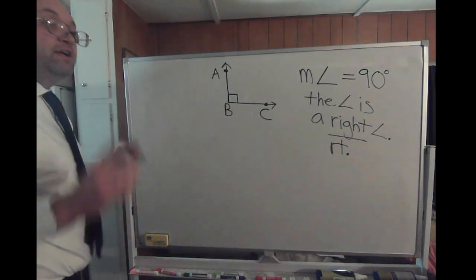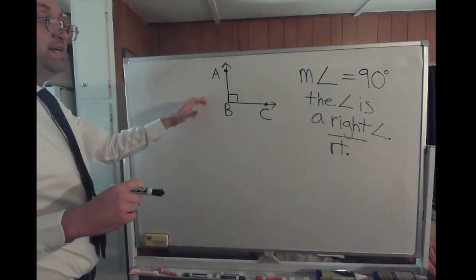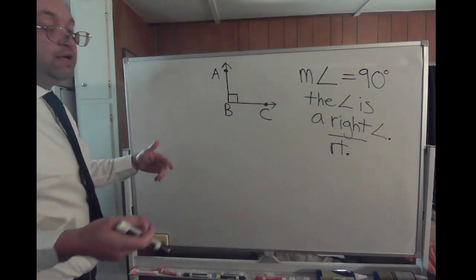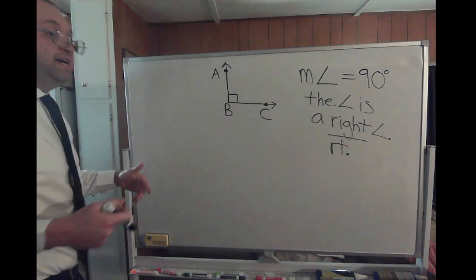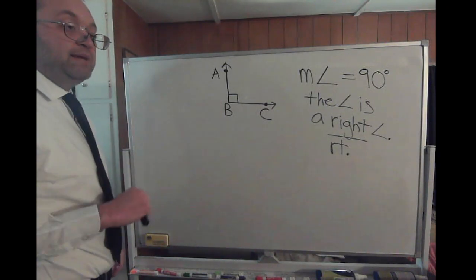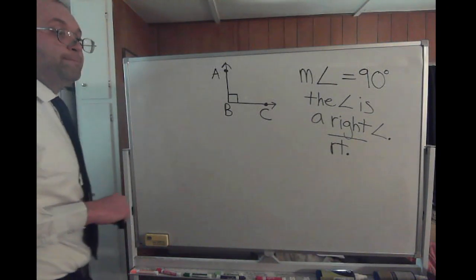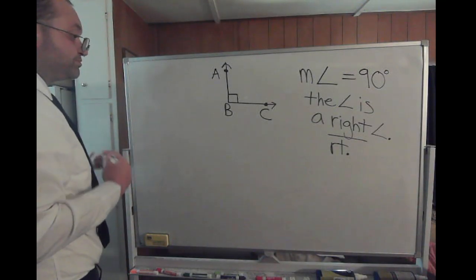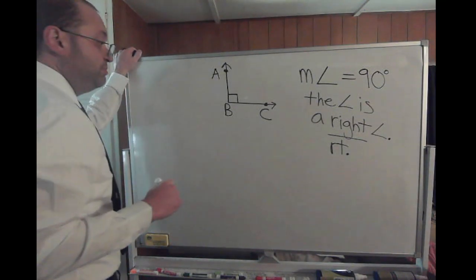That's if and only if the angle equals 90 degrees itself. If it's even 89.9, it's an acute angle. If it's 90.1, anything greater than 90, we get into the next type called an obtuse angle, which is something different. We'll get to obtuse in a minute.